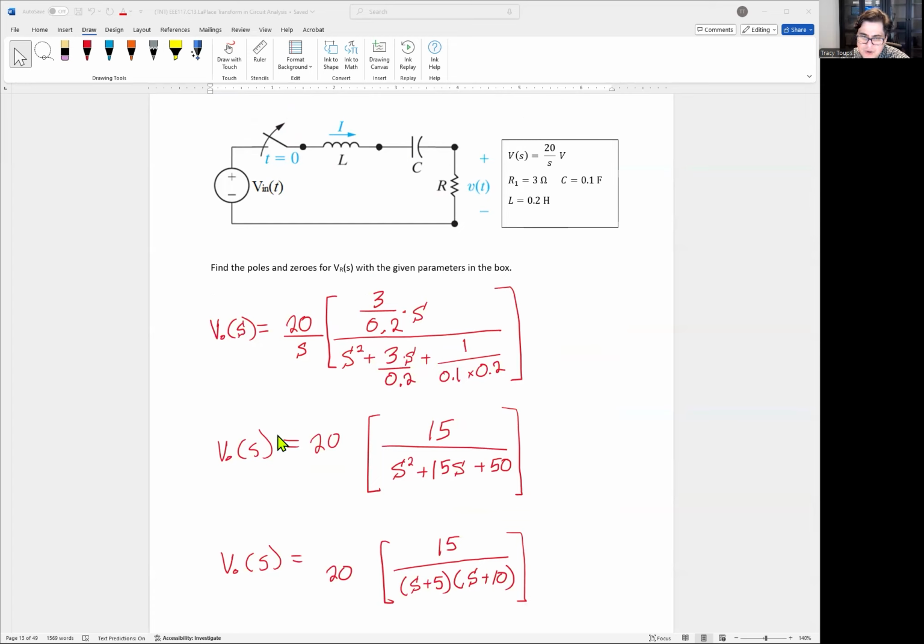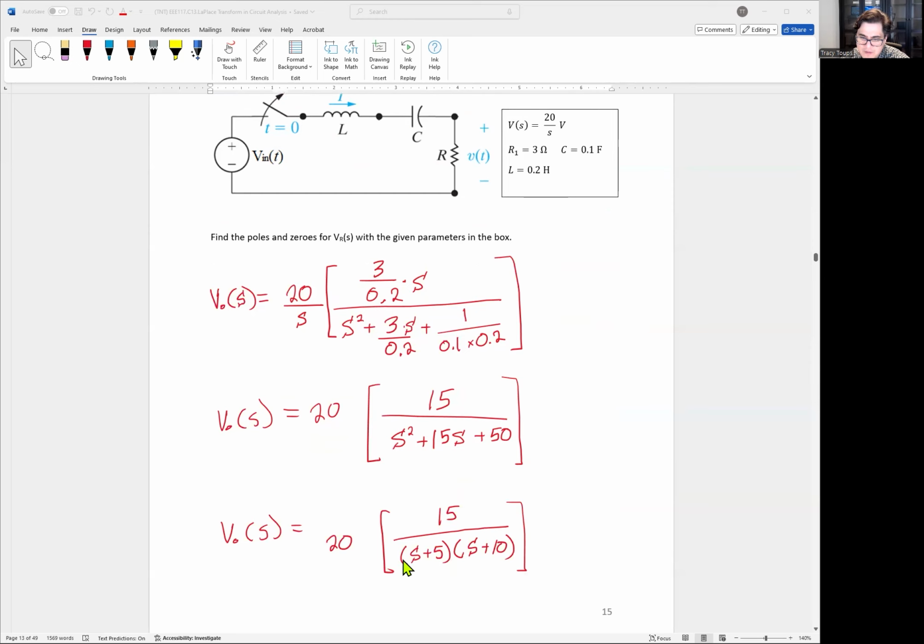So just number crunch this all. We're going to have 20 times 15 divided by S squared plus 15S plus 15. Using quadratic form, we could split this up where we're going to have S plus 5 times S plus 10. So this is your end result for this new circuit.